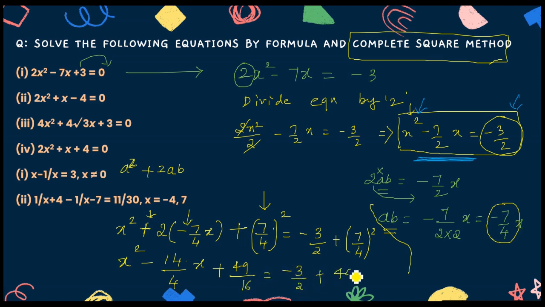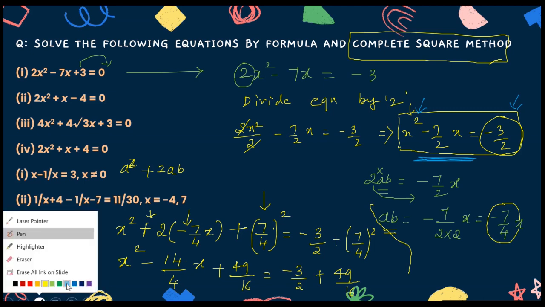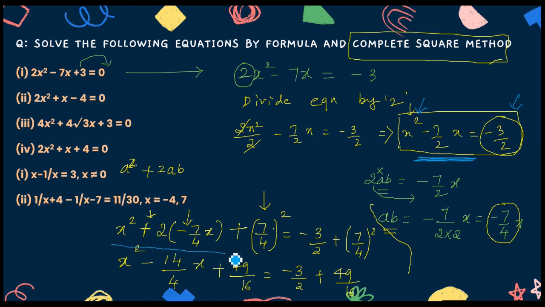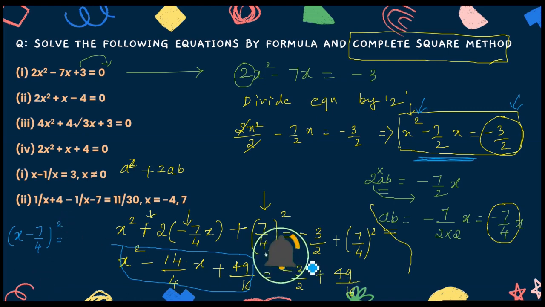Here you just write 49 by 16. Now I want you to observe the left part. This is showing you some formula. You need to observe this. Look there. This is nothing but (x minus 7 by 4) whole square. If you want, you expand and see, you completed this.